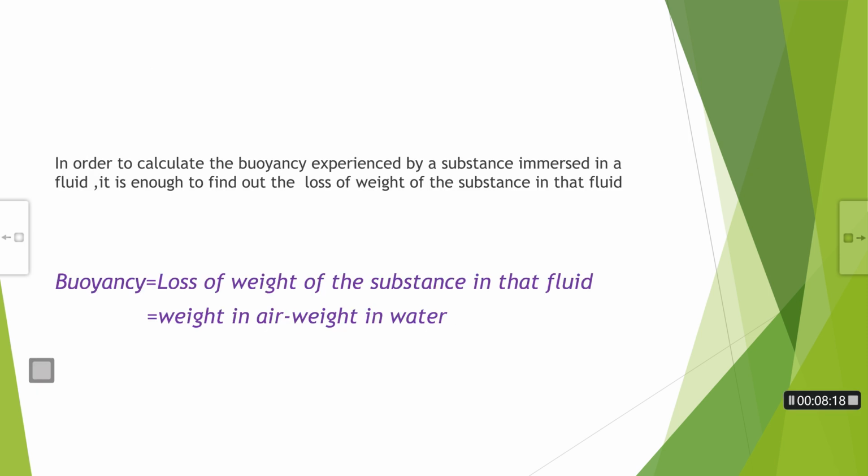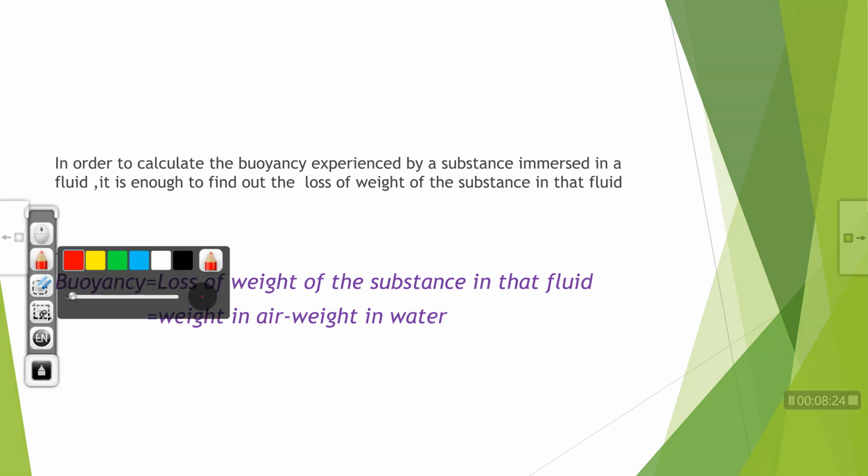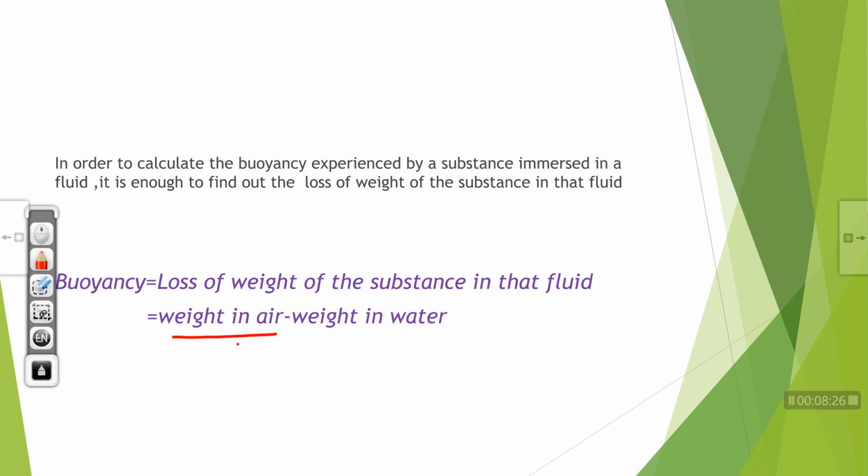So, in this class, we have learned the equation to measure buoyancy, and the equation is buoyancy is equal to weight in air minus weight in water. Using this equation, you can calculate buoyancy. I hope this is clear to you. We will see in the next class.